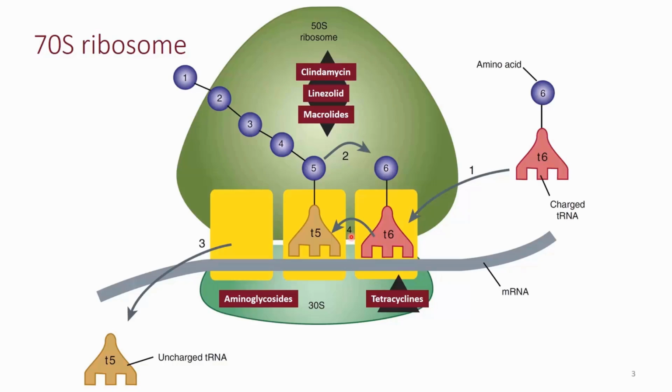Some of the antibiotics that are important to know are clindamycin, linezolid, and macrolides, all of which bind to the 50S ribosome, and they block the peptide bond formation between the different amino acids. As a result, protein synthesis will be inhibited. Other antibiotics that are important are also tetracyclines and aminoglycosides, which will bind to the 30S subunit and will also inhibit protein synthesis. So as you can see, aminoglycosides and tetracyclines will basically compete for the same site, which is the 30S, whereas clindamycin, linezolid, and macrolides basically compete for the same site in the 50S subunit.